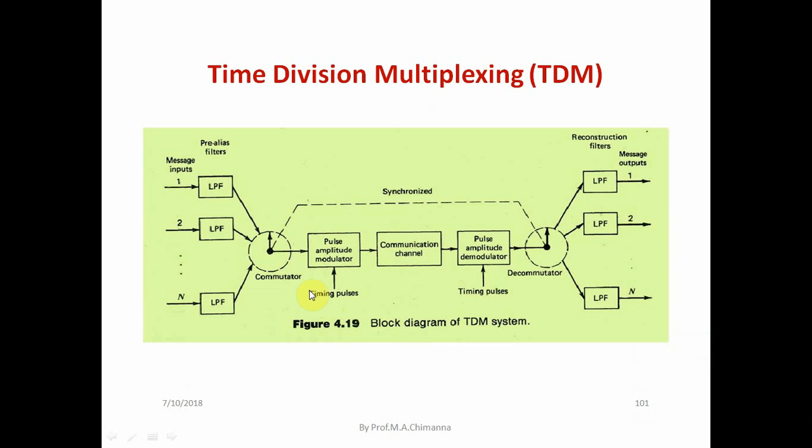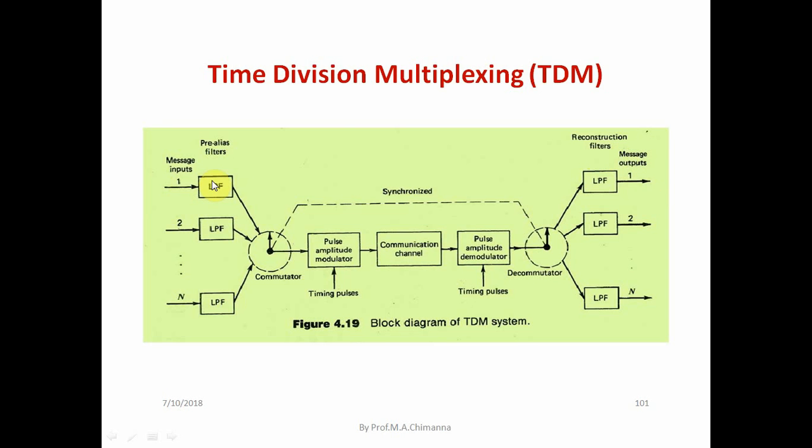Then the timing pulses output is given to the communication channel. After the information is given to the communication channel, it goes to the pulse amplitude demodulator, which separates the pulses, whatever pulses are given, at a predefined level. Then the decommutator converts it again into the original form by using the reconstruction filter, and your original message should be obtained.